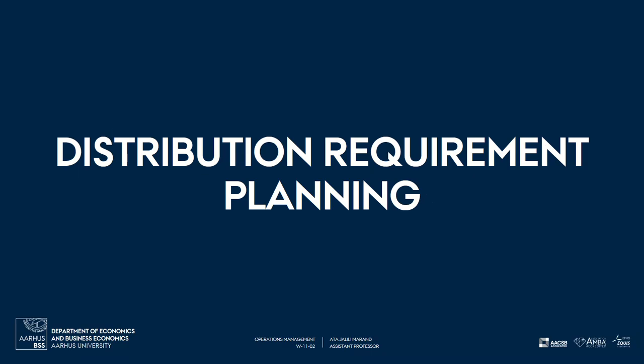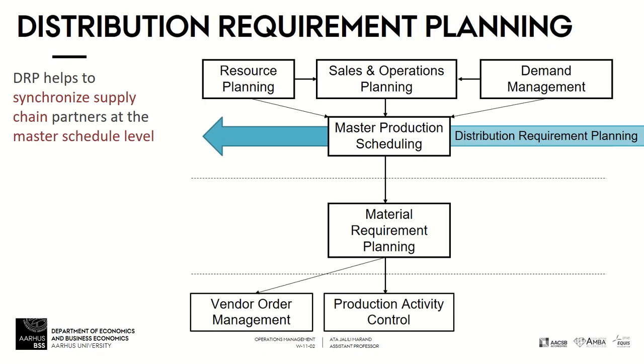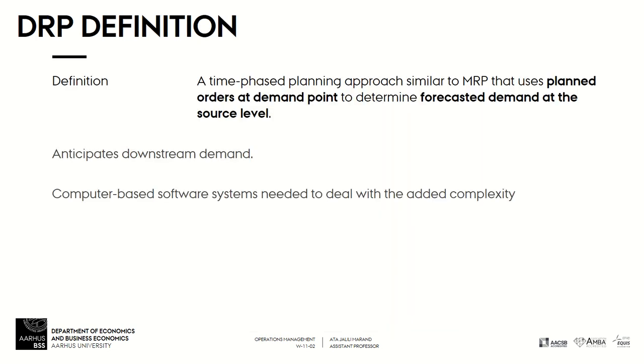The next topic is distribution requirement planning, or DRP, which is a tool to synchronize supply chain partners at the master schedule level. So, in a more formal definition, we can say that it is a time phase planning approach similar to MRP that uses planned orders at demand point or downstream to determine forecasted demand at source levels in upstream.